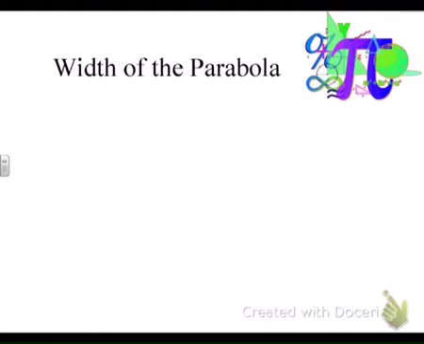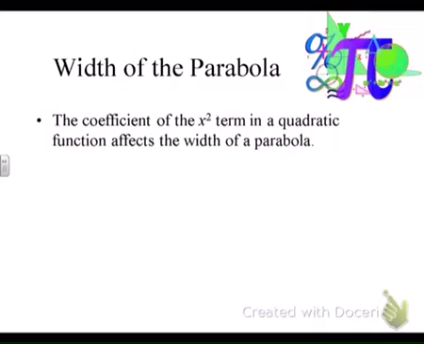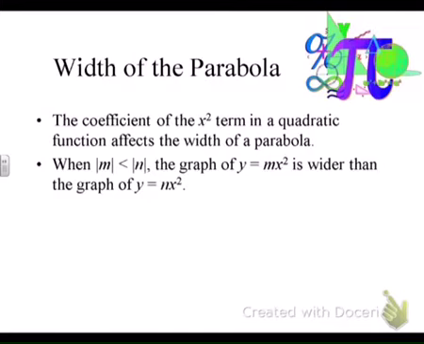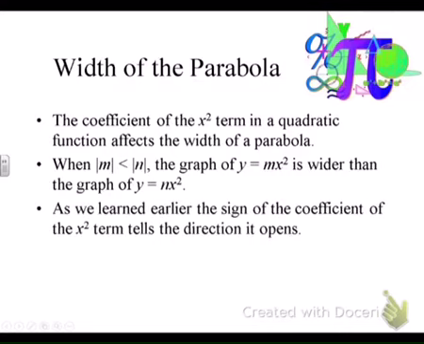Okay, so the width of the parabola. I kind of pointed this out to you already as we were going through here. But the coefficient of the x squared term in a quadratic function affects the width of the parabola. So when the absolute value of m is less than the absolute value of n, that tells us that the graph of y equals mx squared is wider than the graph of y equals nx squared. So we look at the coefficient, once again, on the x squared term, and the smaller number is the wider graph, and the larger number is the more narrow graph.